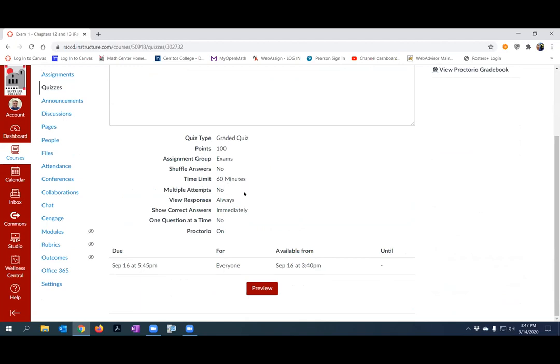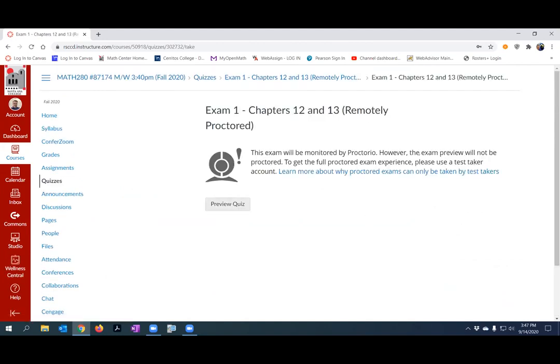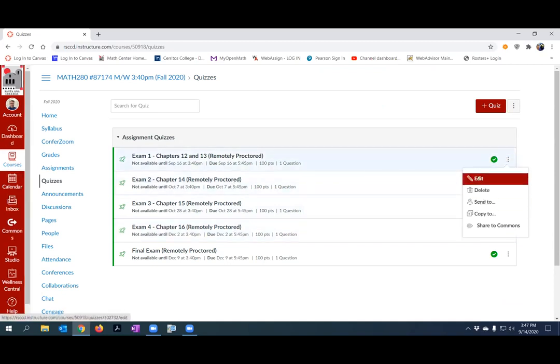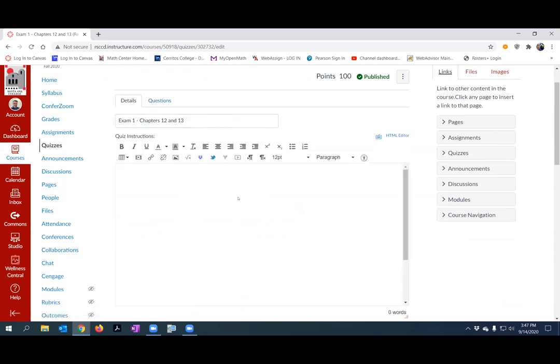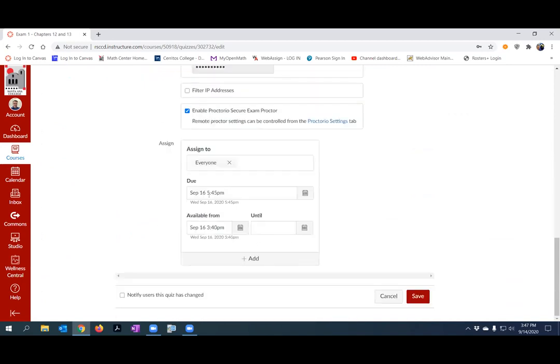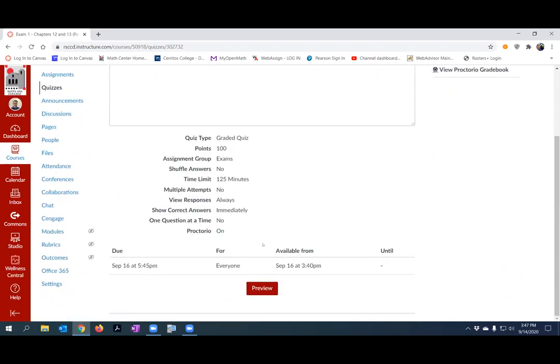Why does it say time limit 60 minutes? That doesn't make sense. It should be 120. It's due 5:45. Yeah, 5:45. Edit, time limit. It's 125. I don't know why this thing didn't save. Save. There we go. That's better.